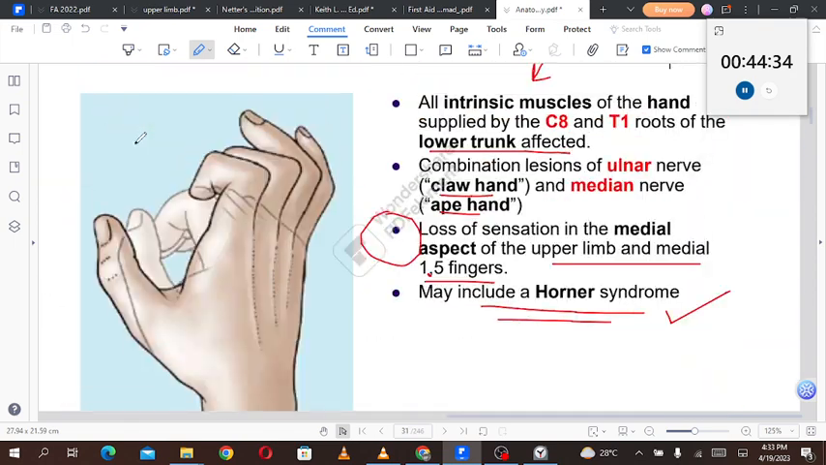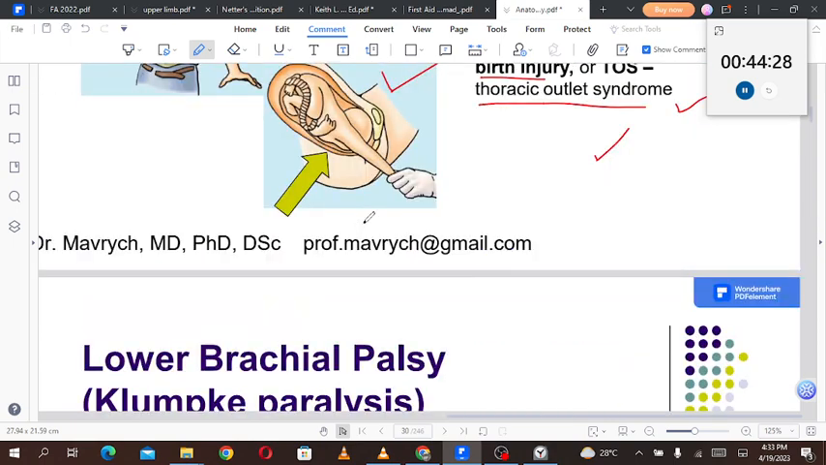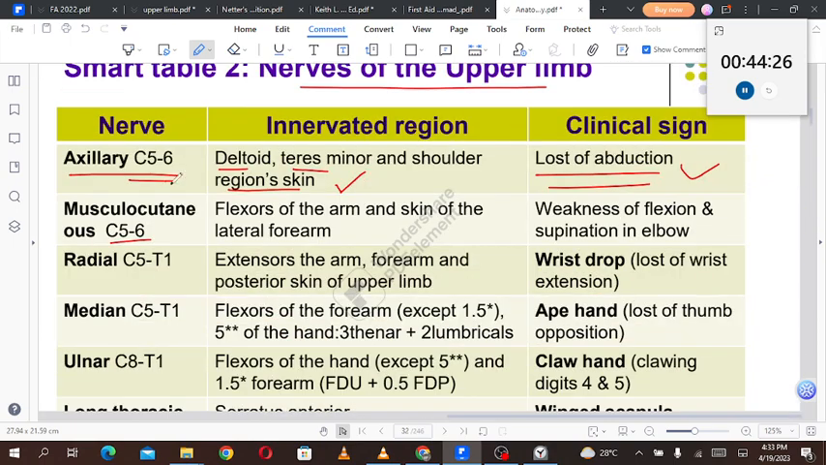So when there was Erb's paralysis, we saw that the person was having an adducted shoulder because there was damage to the axillary nerve maybe. Secondly, we have the musculocutaneous nerve: flexors of the arm and skin of the lateral forearm. The flexors of the arm include the biceps brachii, and along with that other flexors as well, and the skin of the lateral forearm. The weakness of flexion and supination in the elbow will be seen as a clinical sign.